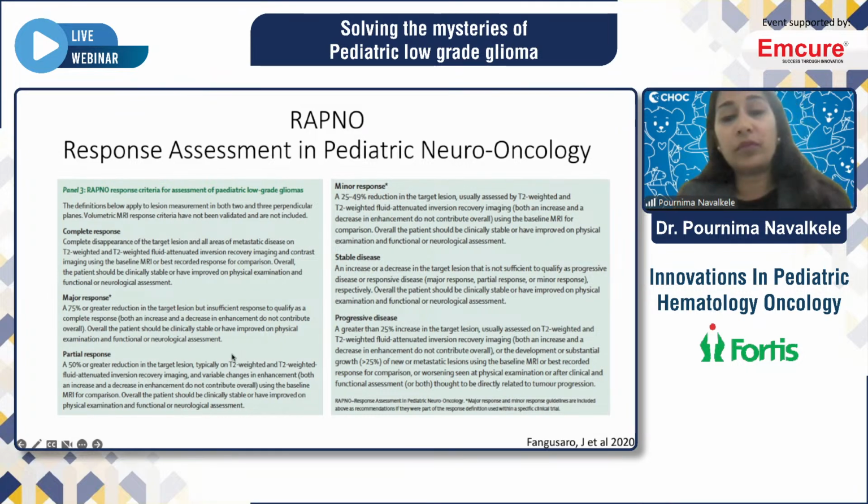But they used to not take into account the pediatric-related tumor changes in the response criteria. So this modified assessment really helps to look at pediatric brain tumors and their characteristics on the MRI and use them in the assessment, especially in clinical trials.